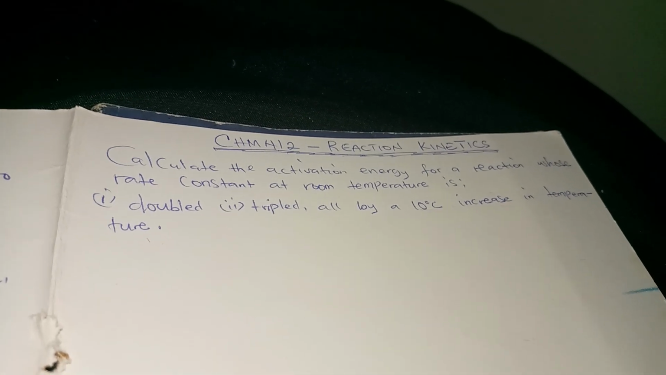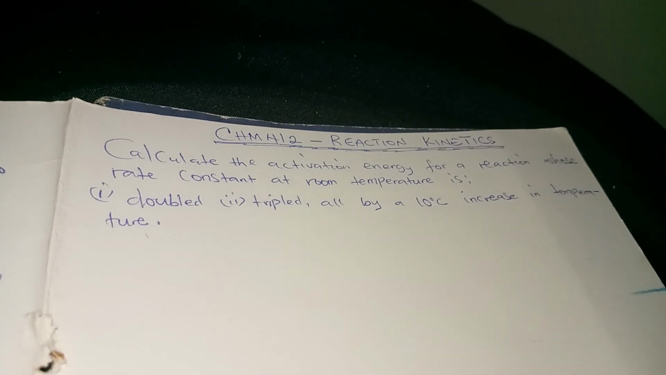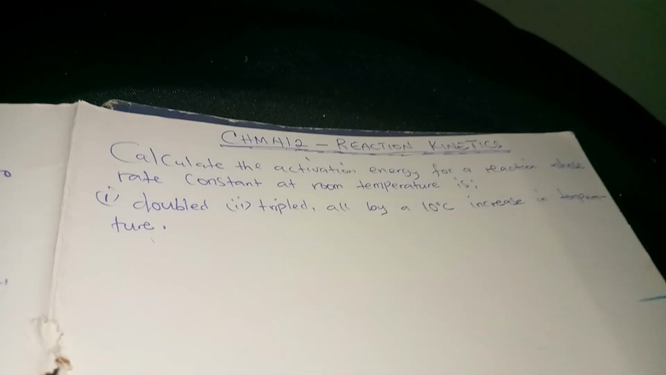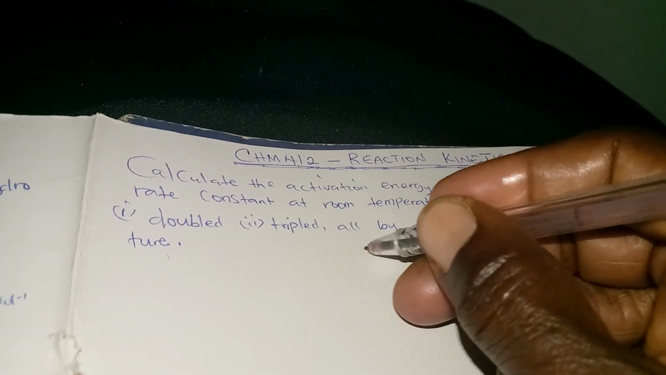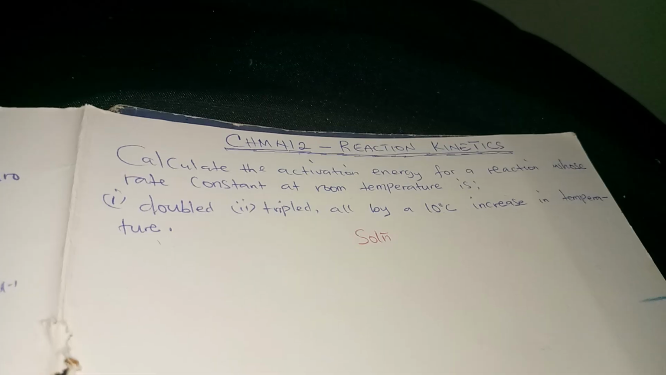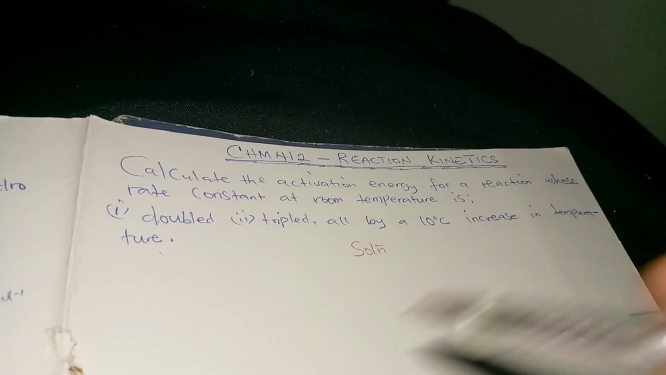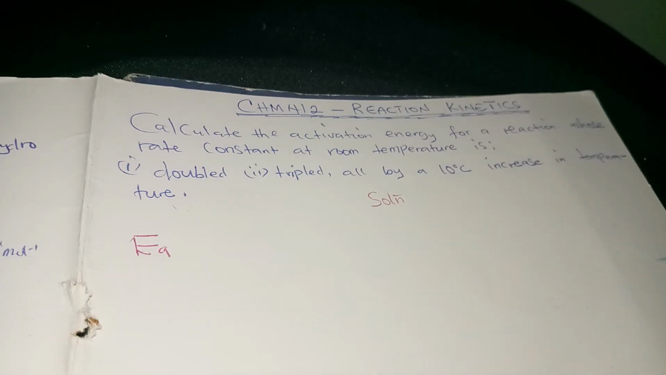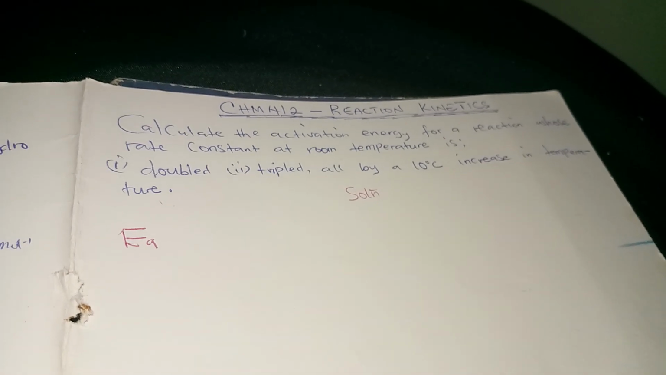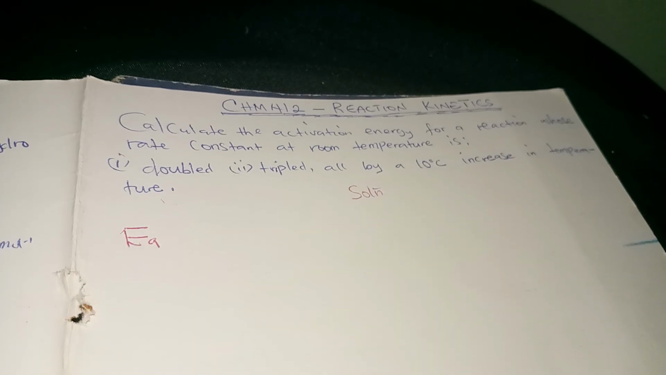Calculate the activation energy. See what I'm going to do: while I'm reading the question, I'm going to interpret the question as well. So let's look at the solution. Calculate the activation energy. Now, activation energy is symbolized with a capital letter E and a small letter a, Ea.